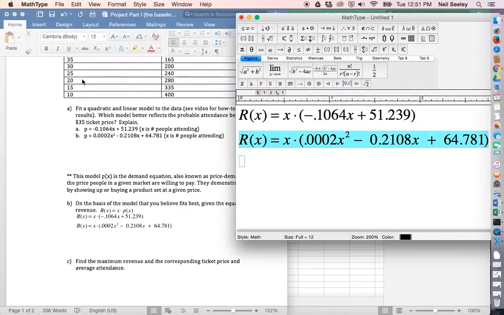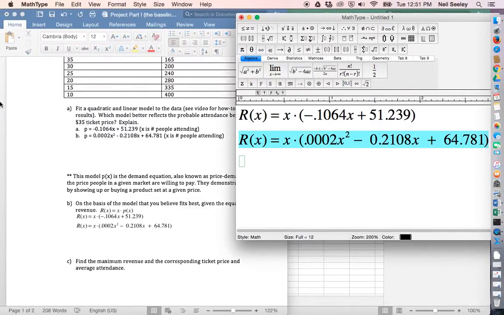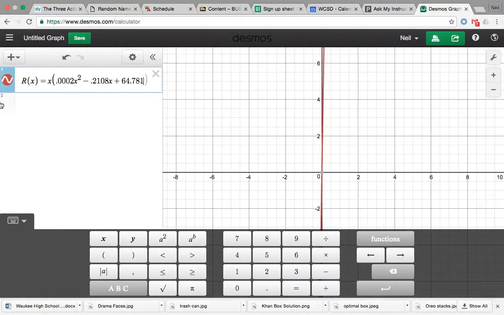What was that total? 781. Beautiful. 781. There's our function, our revenue function. Again, tell me later on if I have an error, but it looks like I'm good to go. That's the one I have.